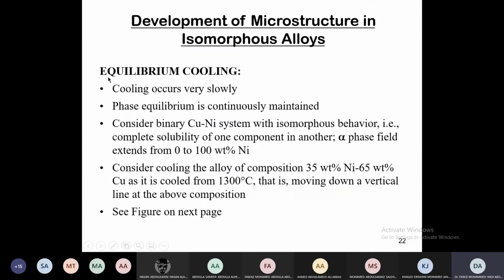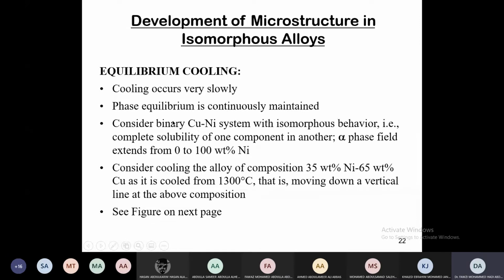So when we say equilibrium cooling, it means that cooling occurs very slowly, in order for the phase diagram to give us the information on the phases which are going to develop. Phase equilibrium is continuously maintained. That means also that you are not jumping in temperature, although you are cooling slowly, with a big jump. No, that is not the case as well. So you are maintaining continuously that condition.